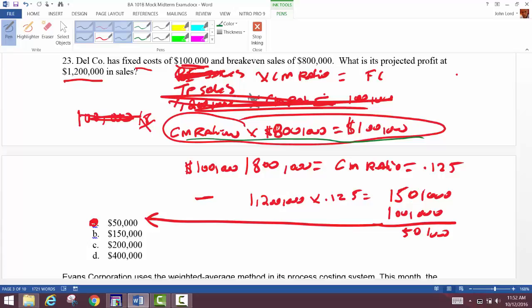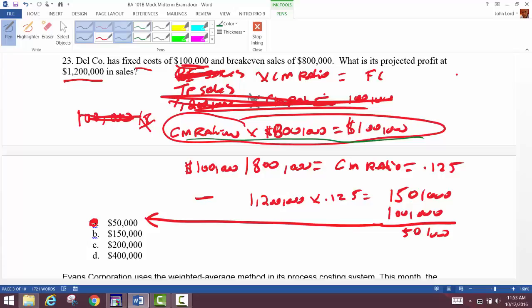If I'm sitting here, contribution margin ratio times my break-even sales equals fixed cost, right? Is there anyone who doesn't see that? Because you had to start with that. Okay, if we got that, then we just divide each side by 800,000. That gives me the contribution margin ratio, doesn't it? If I got the contribution margin ratio, I'm home free on this question.